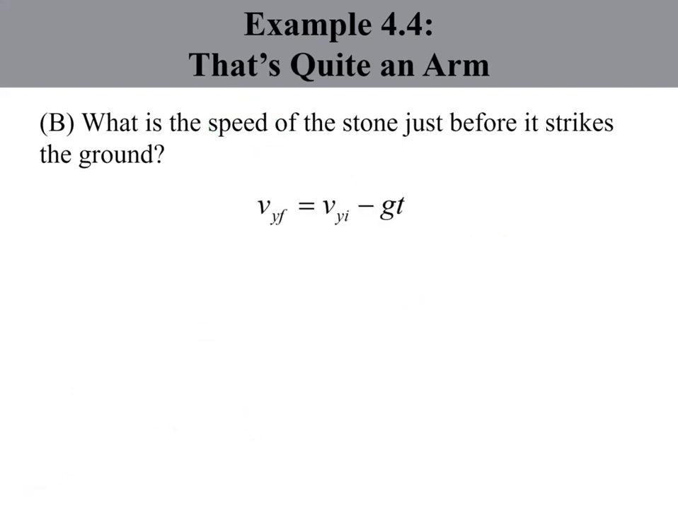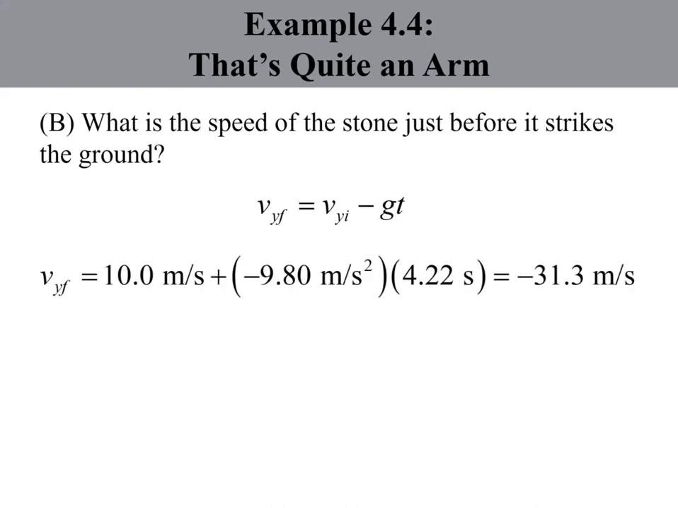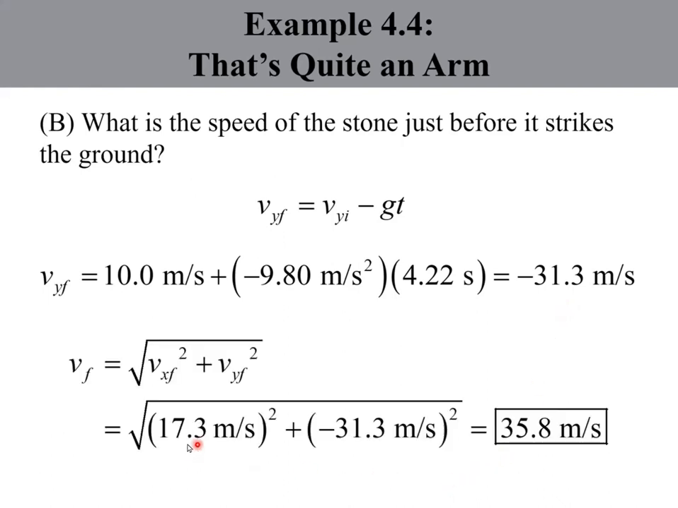we use this equation: vy final equals vy initial minus gt. So put in the values, and we have vy equals negative 31.3 meters per second. Vx we already have, 17.3 just now. So put these values into the Pythagorean theorem, then we can find the resultant v, which is 35.8 meters per second.